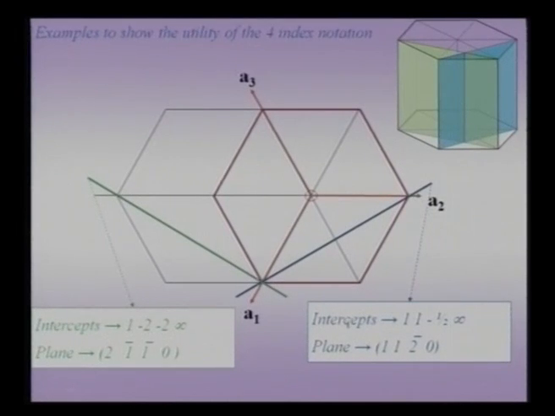The intercepts for the blue plane are 1 along the A1 direction, 1 along the A2 direction, and minus half along the A3 direction, and infinity along C. So, I can derive the Miller indices from the intercepts as reciprocals: 2, 1 bar, 1. Actually, it will become 1, half bar, 0, and I will multiply throughout by 2. In other words, I will take the half factor outside, and it will become 2, 1 bar, 0. For this plane, taking the reciprocal, this will become 1 1 2 bar 0, and that is what it is, 1 1 2 bar 0.